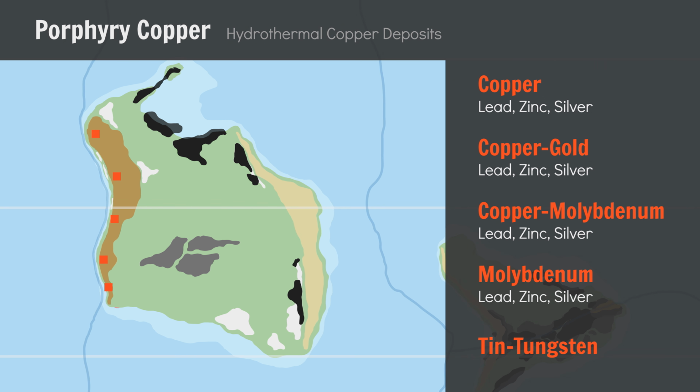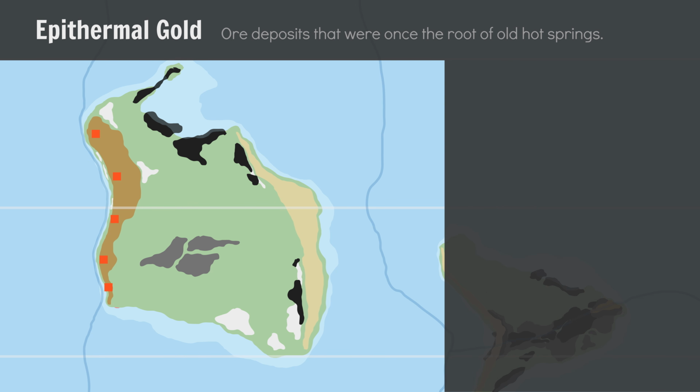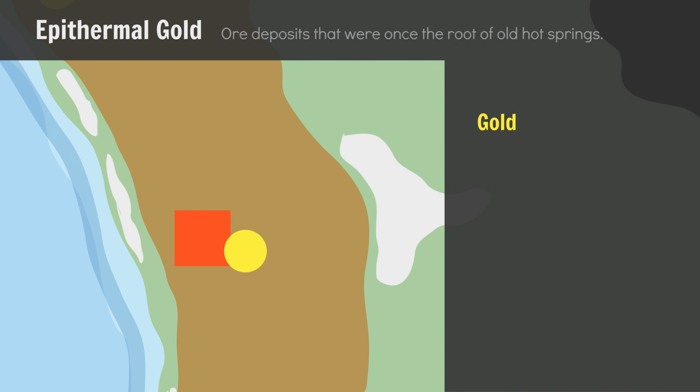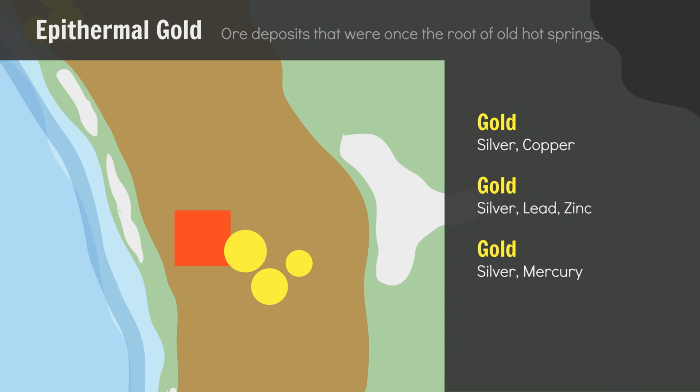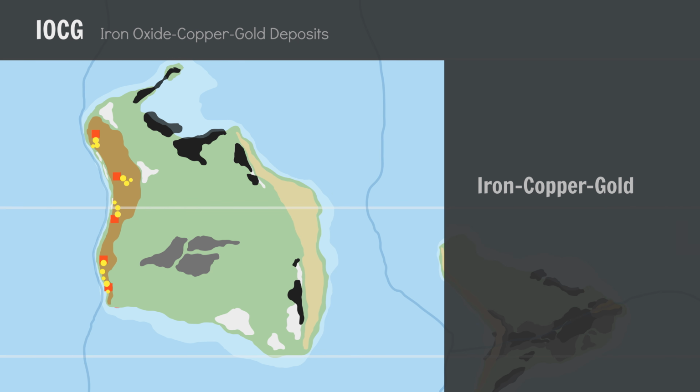Near these deposits, but still close to your volcanically active plate boundaries, place your epithermal gold deposits. Start with gold with minor amounts of silver and copper. Further out, place gold with minor amounts of silver, lead and zinc. And further out again, gold with minor amounts of silver and mercury. Surrounding these, place your IOCG deposits. These are usually associated with slightly older rock and are important sources of uranium. More on uranium later. IOCGs can also be placed in continental rifting zones.